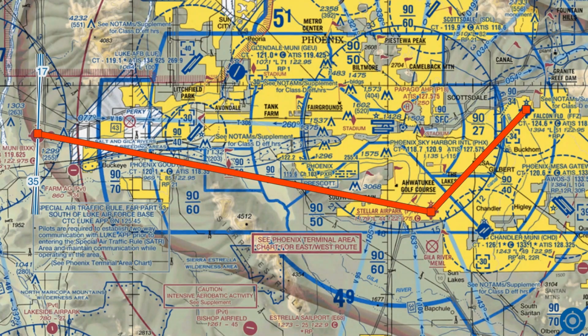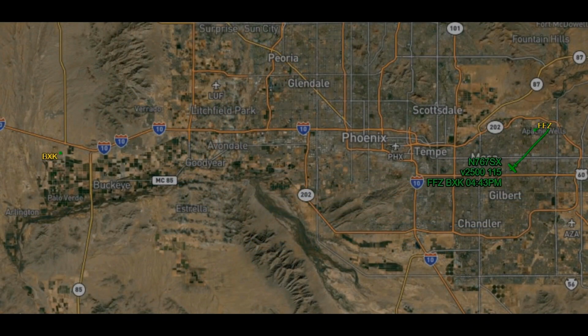You'll see there you're basically avoiding class Delta and Bravo shelves. I did put in a flight plan. I didn't file one, but I used a flight plan for the first time in the plane, and so you can see there Stellar, and then a right turn over to Buckeye. Here's the actual flight itself. So I left 4 right at Falcon, went southwest, and there's the intersection at Stellar, and then I threw off the autopilot, due to terrain and class Bravo airspace, and then right into Buckeye from the east.